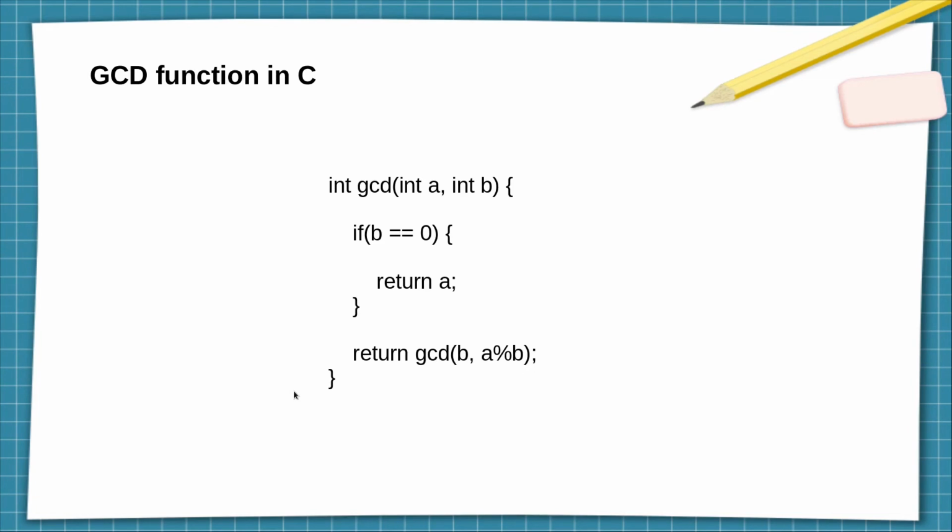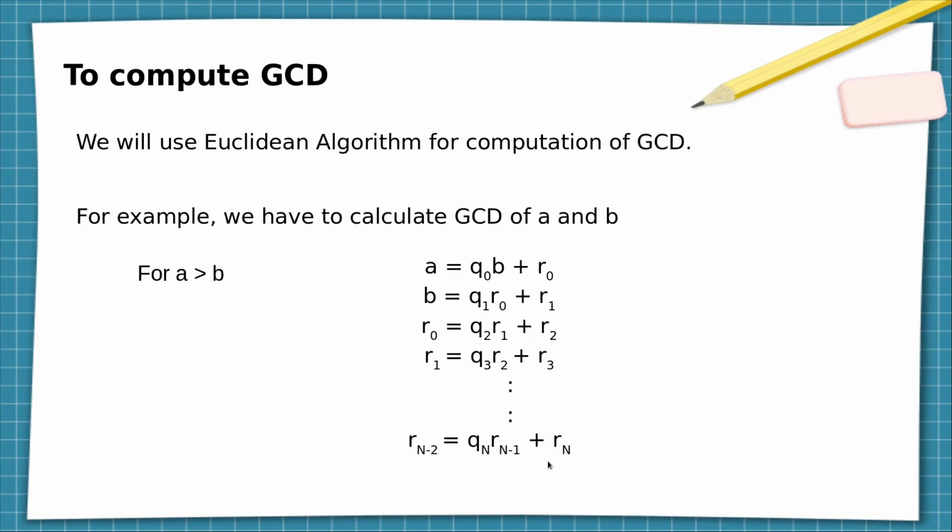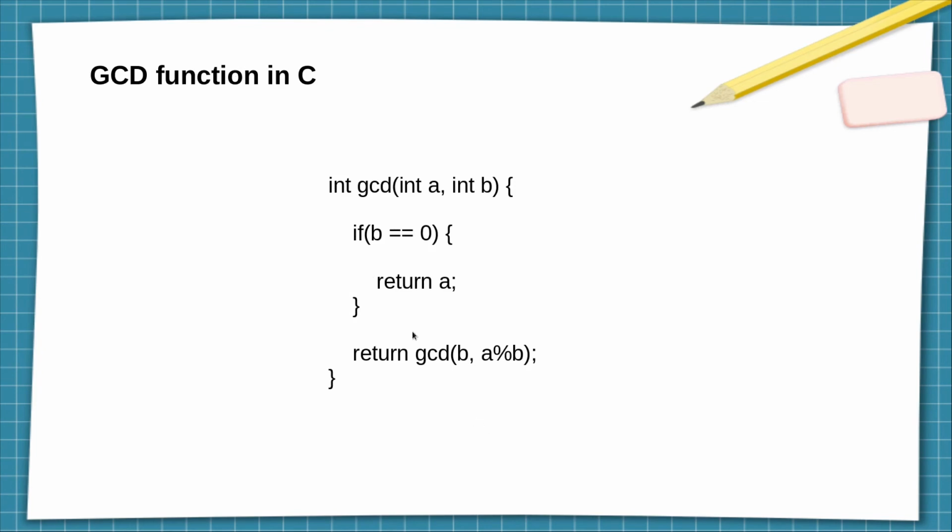Now let's look at the implementation of the GCD function. In this function, we use this function recursively, and if b is equal to 0, then we return a. So whenever the remainder Rn is 0, we return Rn minus 1. Rn minus 1 is GCD. That is what we want, right? So this condition just checks if Rn is 0, then we return Rn minus 1.